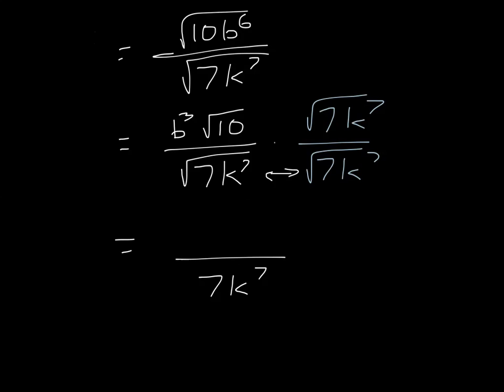And then in the numerator, what I get when I make that multiplication is this b to the 3rd on the outside, and the 7 and the 10 give me 70, and then k to the 7th.